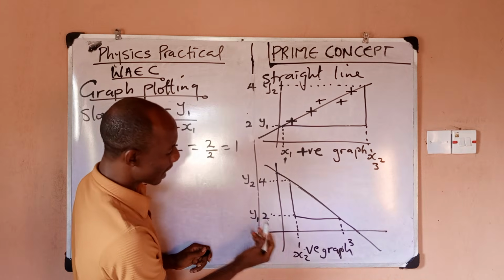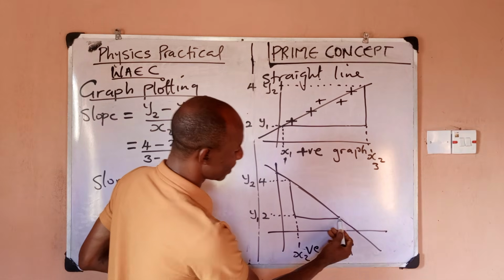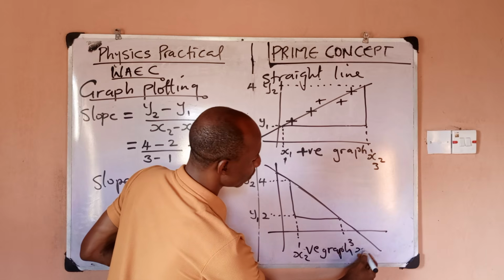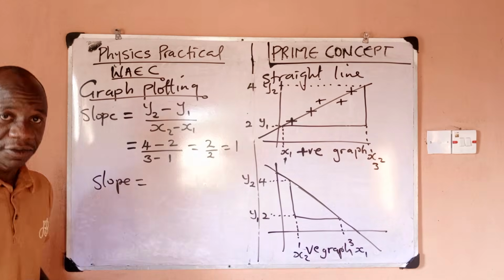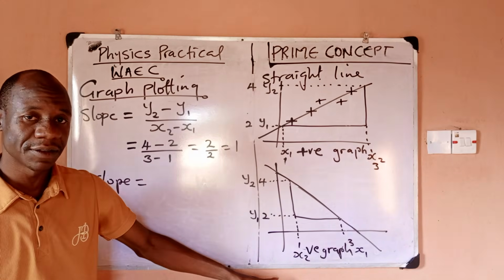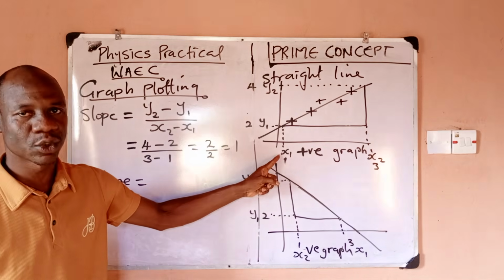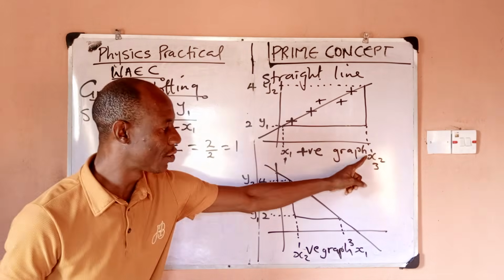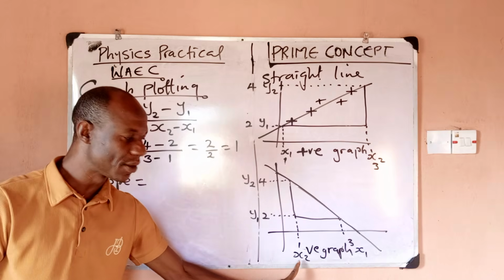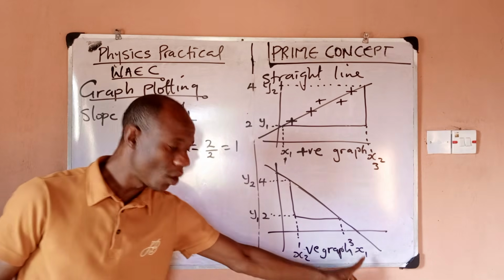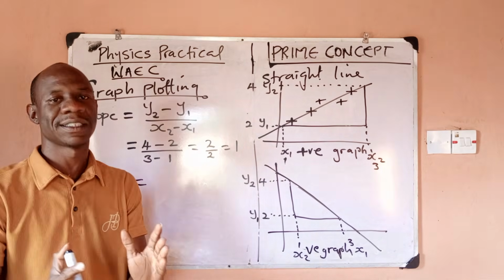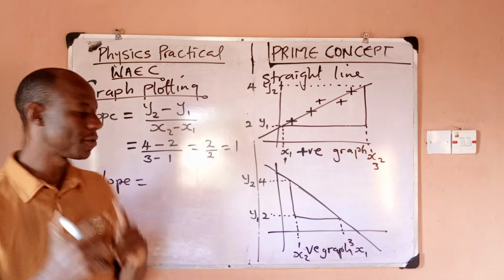This is your x2, and this is y1. If you trace it and bring it down, this is supposed to be your x1. Are you seeing the difference now between a positive and a negative graph? In our positive graph, you have x1 first before x2. But on your negative graph, you have x2 before x1. Don't forget. This is the catch for your negative graph.